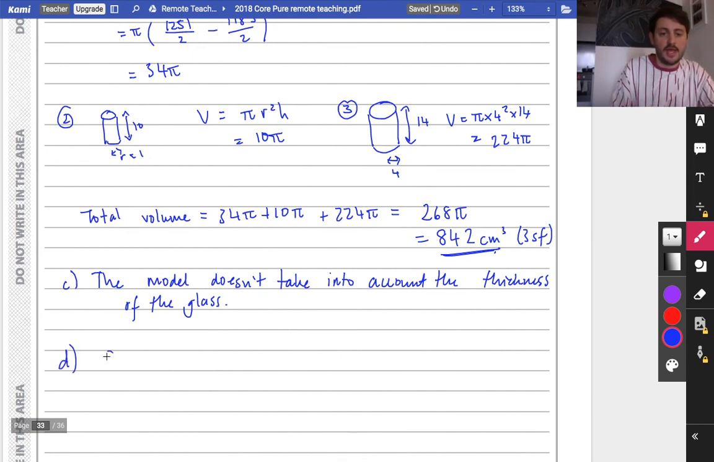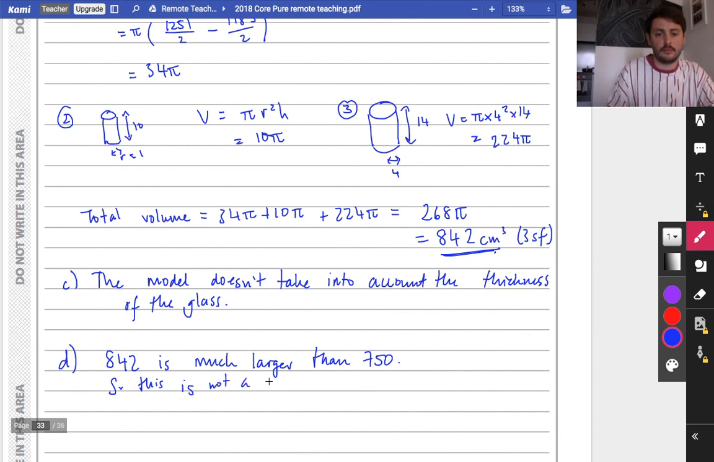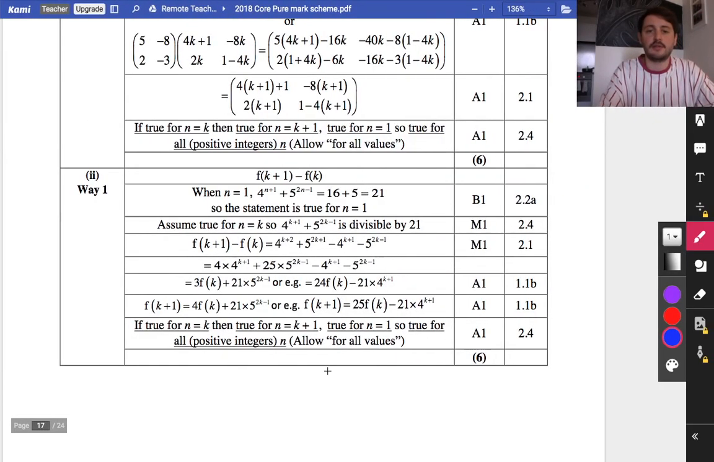So we can say 842 is much larger than 750. So this is not a very good model. It may be that the numbers are really close, in which case you could say that it is a good model. But here, it's really far away, it's not a very good model. Okay, we are done. Let's just look at the mark scheme.